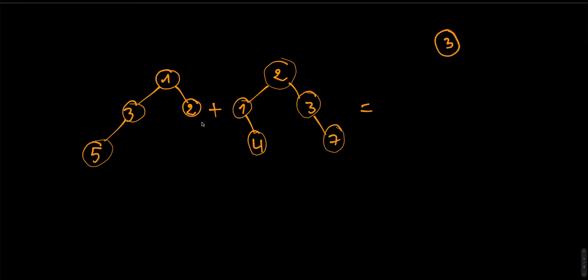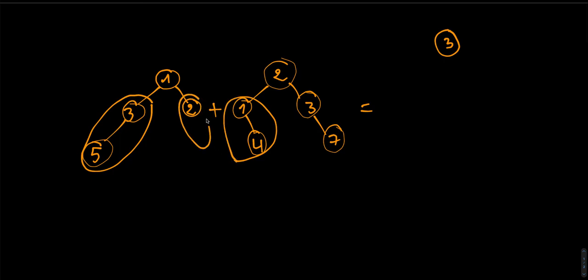And then what I need to do is merge the left subtree with the left subtree, and merge the right subtree with the right subtree. So I'm going to call this 1 and this 2. So we have two recursive calls.